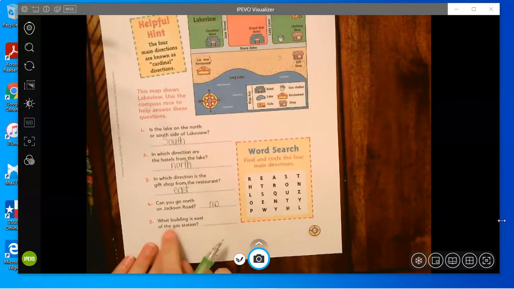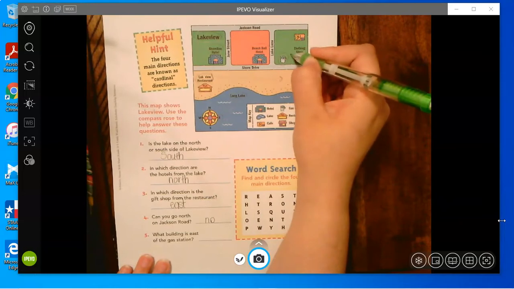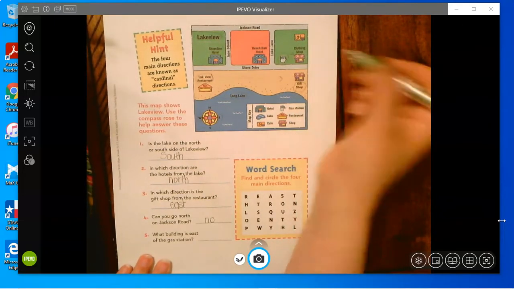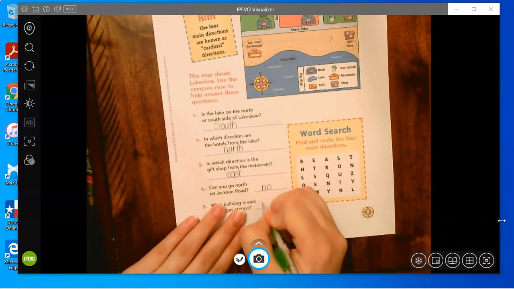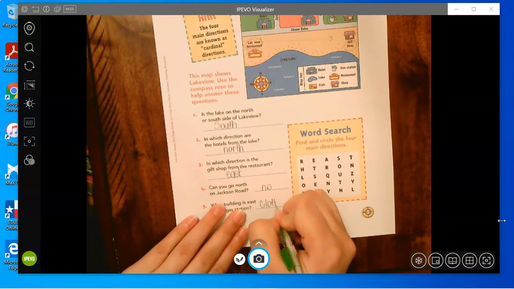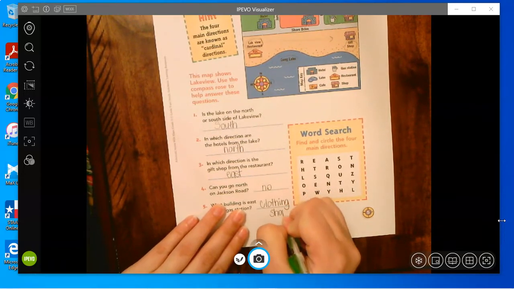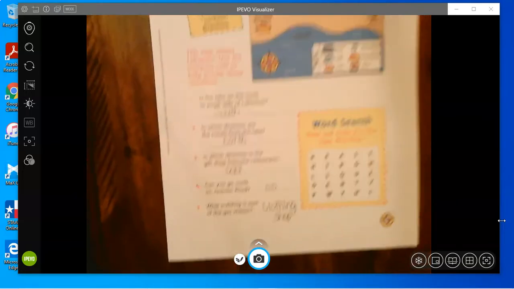Okay. What building is east of the gas station? So here's my gas station, guys, and this is east. Going to the right. And that is the clothing shop. Put that down there for y'all to see.